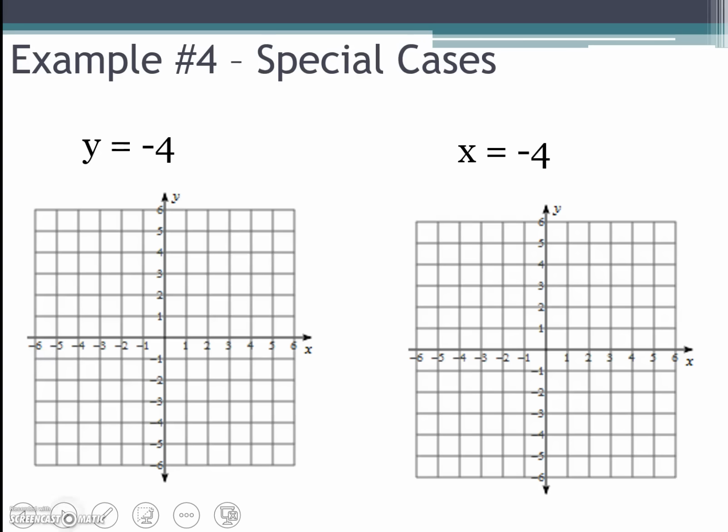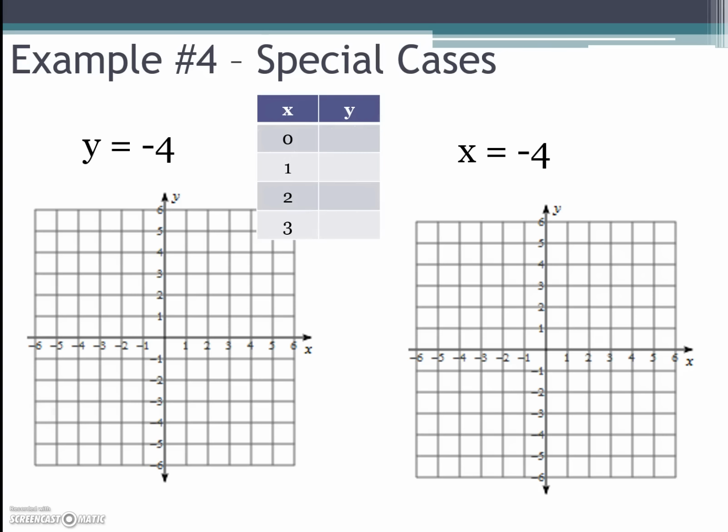So let's just take a look at one more, or essentially two more examples. These are our special cases. We have two problems here. We have y is equal to negative 4 and x is equal to negative 4. The thing that happens here is if we have y is equal to negative 4 and we start substituting values in, what should always happen is the y value is negative 4.